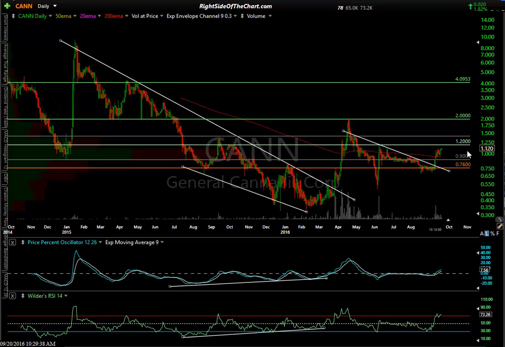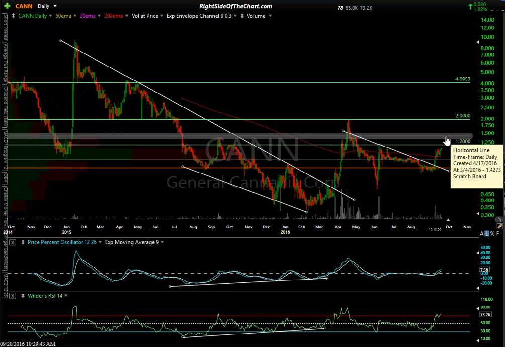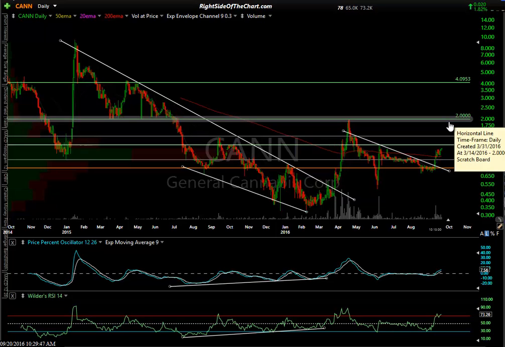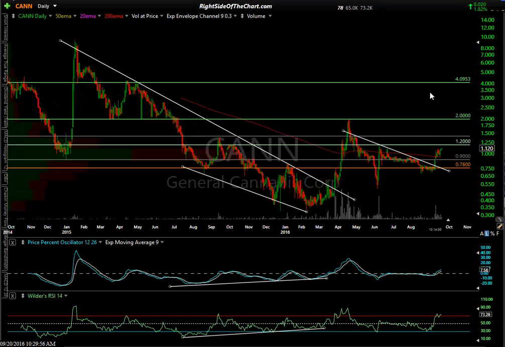So if you're in that one, that's obviously your first target. Next target could be right there, depending on how much you want to hold out for. And ultimately, I think this one has a chance, as long as the momentum players stay in the sector, to work its way up to the $2 level in the relative near term here.